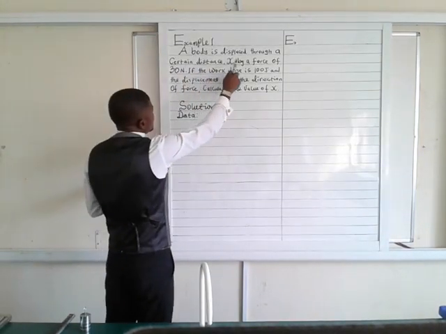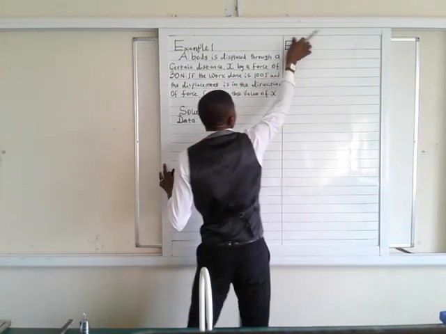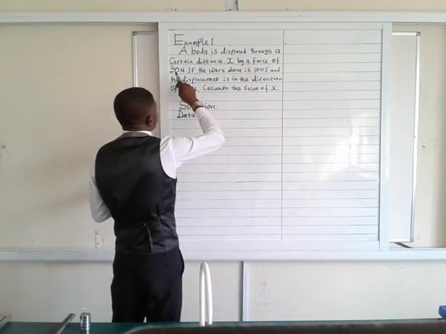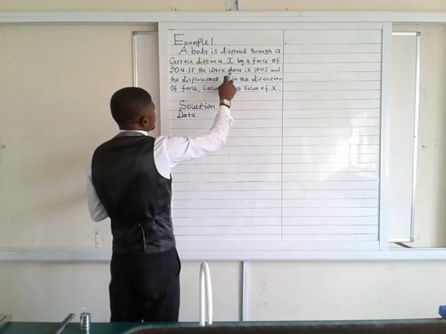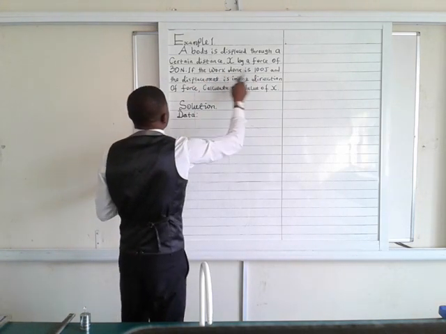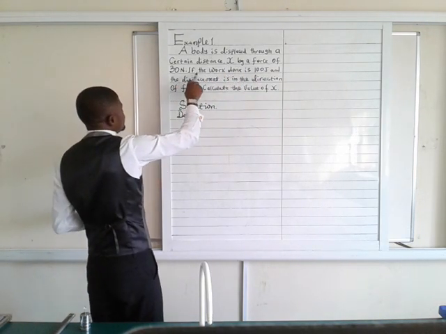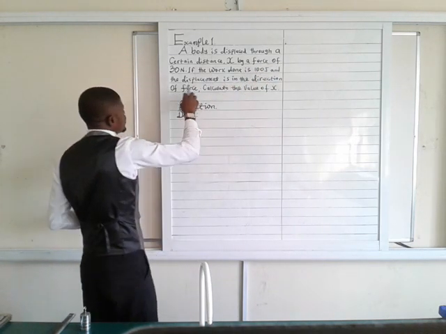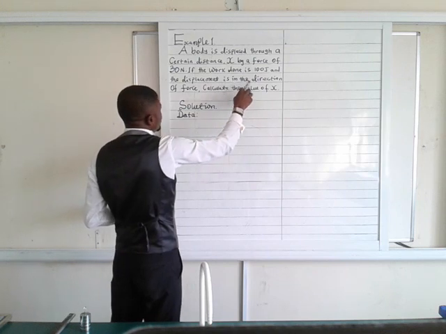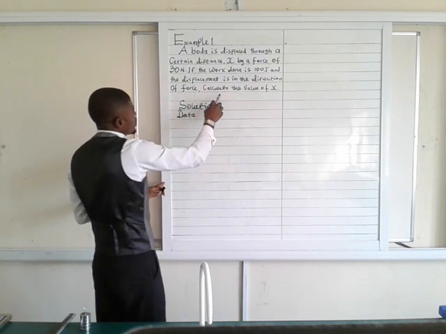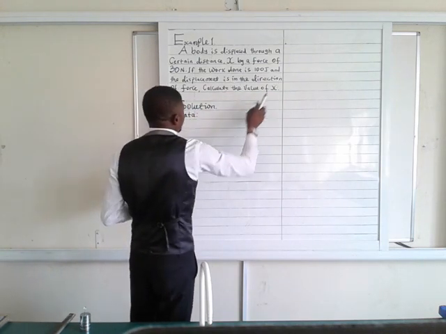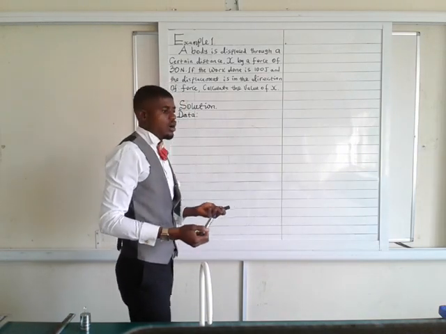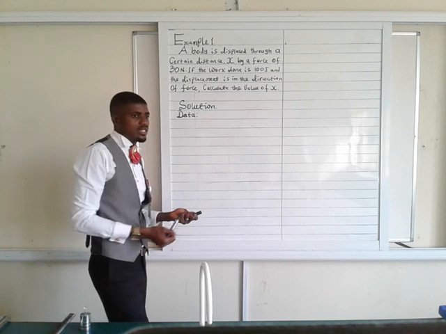A body is displaced through a certain distance x by a force of 30 newton. If the work done is 100 joules and the displacement is in the direction of the force, calculate the value of x. The value of x is simply the displacement or the distance covered by that body.